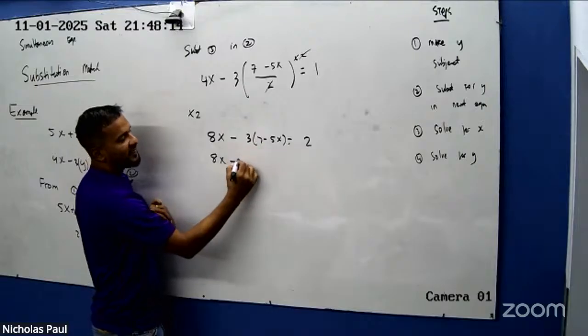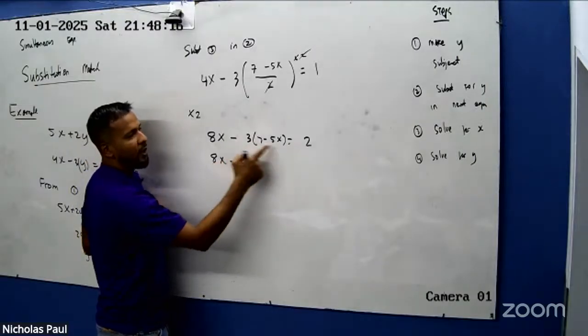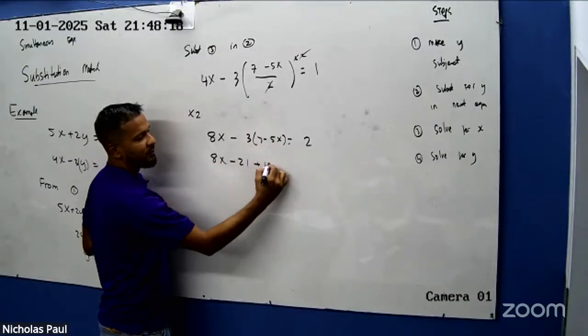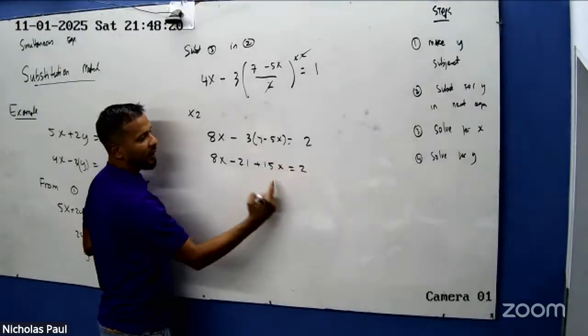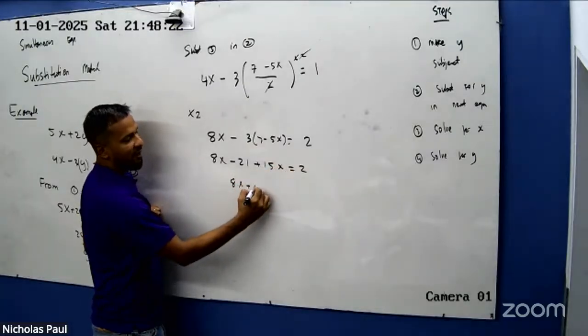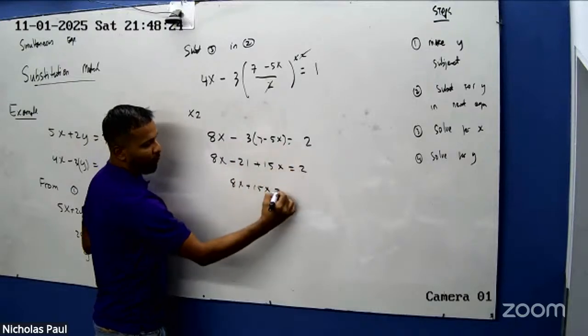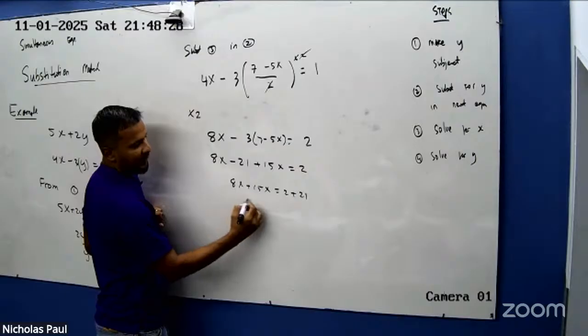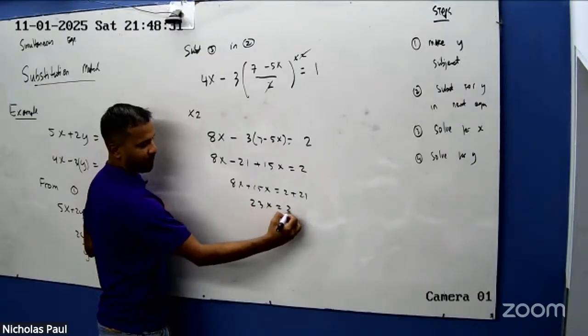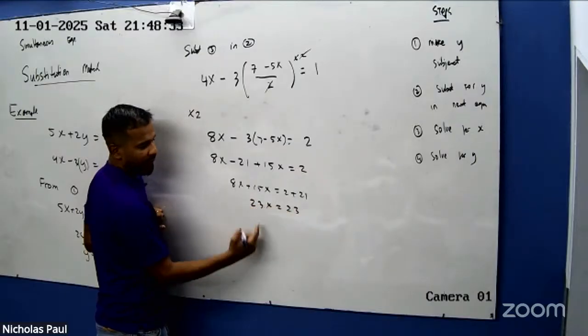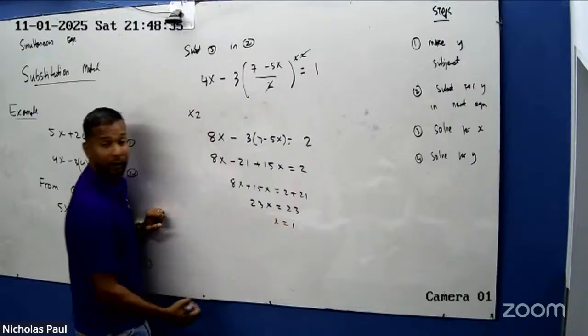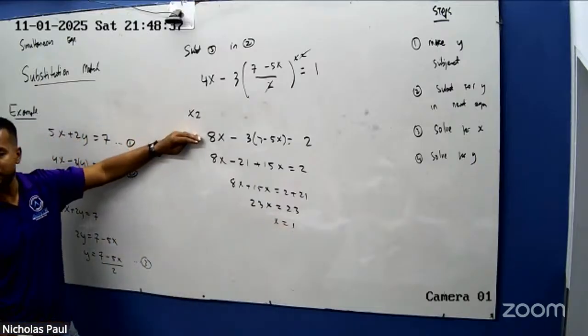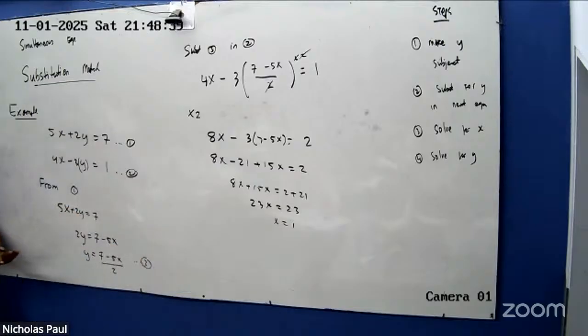And from here, it should be easy, right? Minus 3 by 7 is minus 21. Minus 3 by minus 5 is plus 15x. Keep your x's together. Move across your 21. So you'll end up with 23x is 23. Carry it across, x is 1. So once you reach here, it's the normal things that we've been doing before. Bring the like terms together and solve for x.